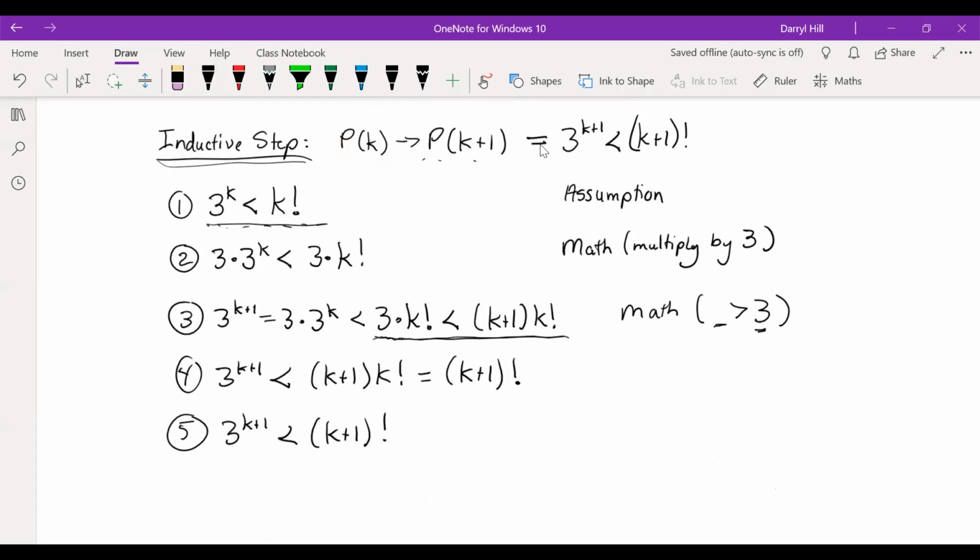Yeah, this would be at least 8. But regardless, it's true for both 7 and 8. And then k plus 1 times k factorial is equal to k plus 1 factorial. So I'm hoping you understand the math, but that is not the most important part of this.